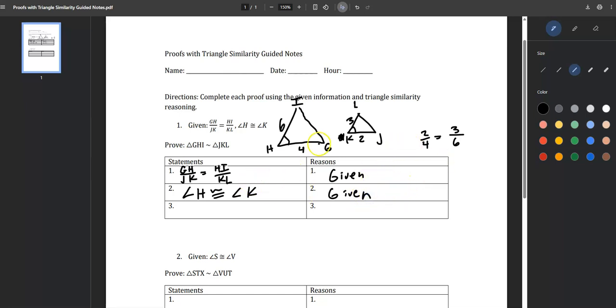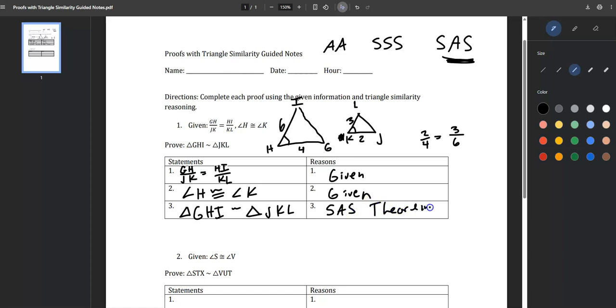So if I look at this, I have 2 sides and an angle in between that are proportional and congruent. If you remember, we had the 3 rules that showed triangles were similar: angle, angle; side, side, side, where all sides are proportional; and side, angle, side. This would fit under the third one. So I can state that triangle GHI is similar to triangle JKL, and that's because of my side angle side theorem, or my rule.